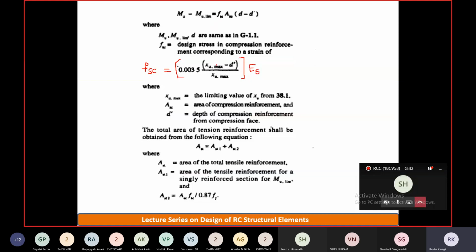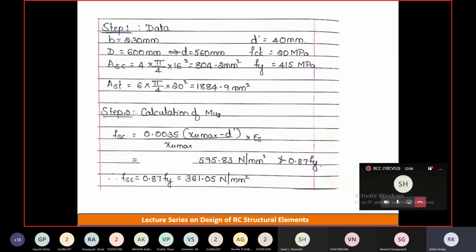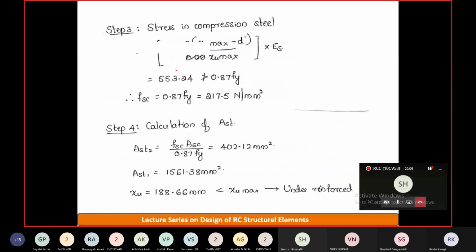XU max we have already calculated. ES, Young's modulus of steel, we can consider as 2 × 10^5 Newton per mm square, as a standard value. Substituting this value, we can calculate the stress in the compression steel as 553.24 Newton per mm square.